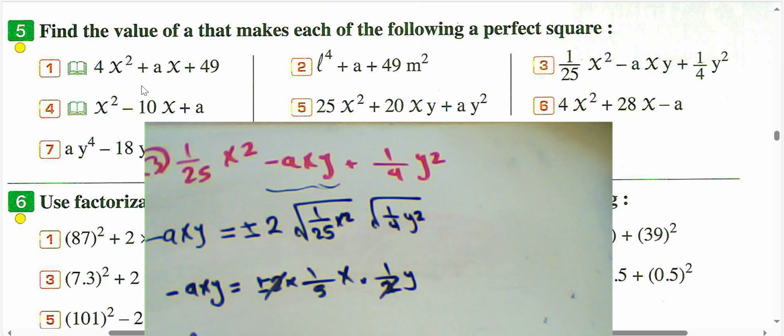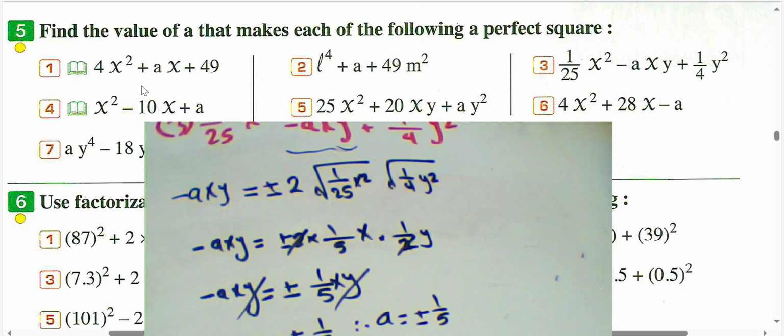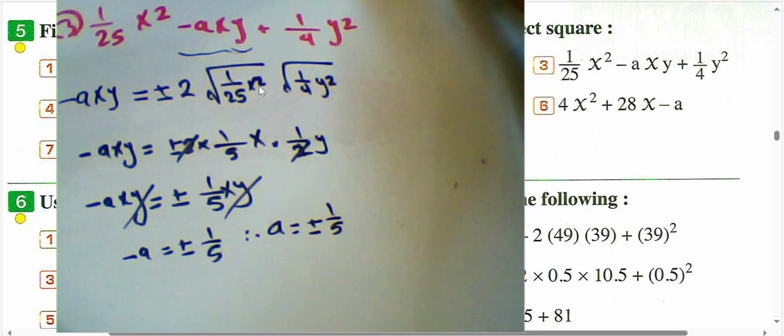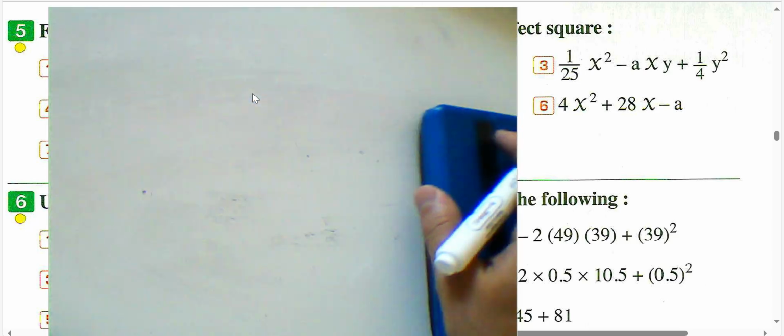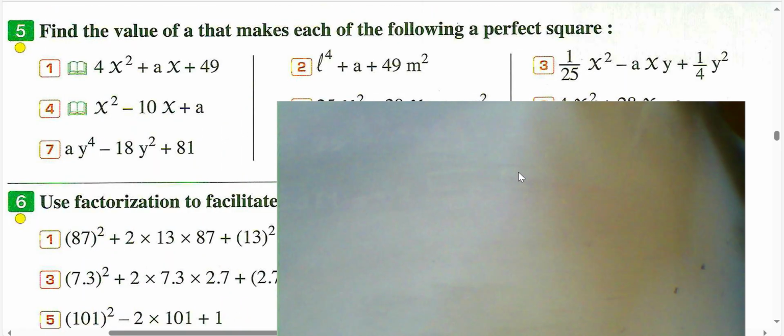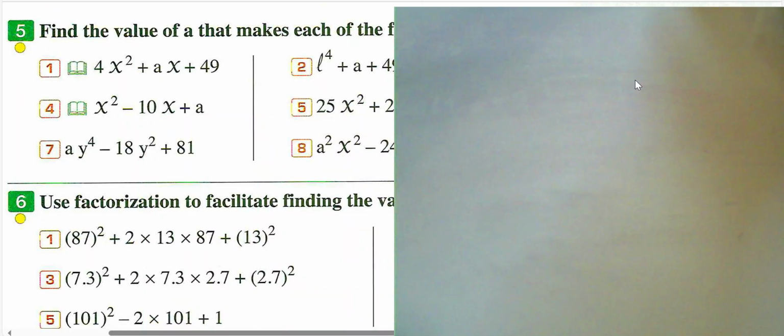2 divided by 2 is 1. Then negative axy equals positive or negative 1 over 5y. We can divide by y, or hide the common factor between them. We have also x. Then negative a will equal positive or negative 1 over 5. And the value of a equals positive or negative 1 over 5. Okay, understood? This is question number 3. Question number 4. Okay, question number 5.